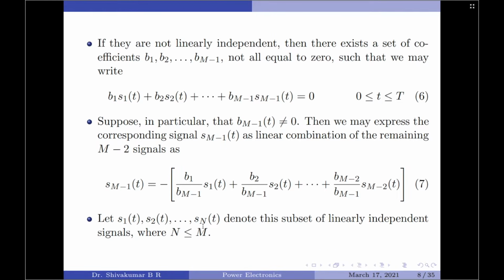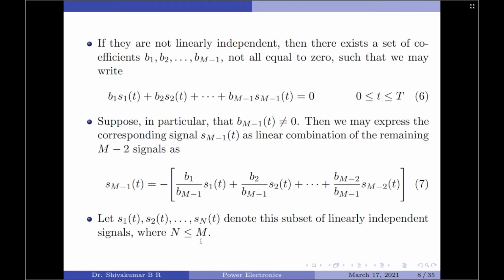...till S capital N of t, where quite obviously n can either be equal to or less than capital M. If all of our original input symbols, which are represented by M, are linearly independent, n equals m. If any of the input signals are dependent on the remaining input signals, then n usually will be less than capital M.